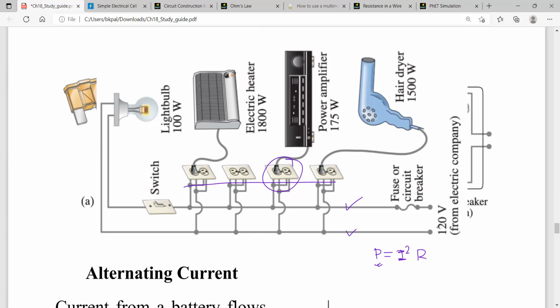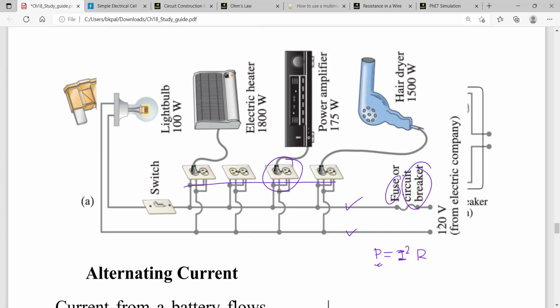Now, if you accidentally connect too many devices at a time, there is a way to avoid household fires. What is that? That is the fuse. Earlier we used fuses; nowadays we use the circuit breaker. So what is the circuit breaker?